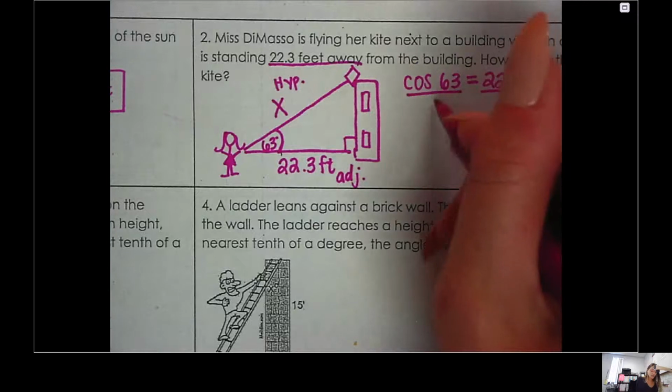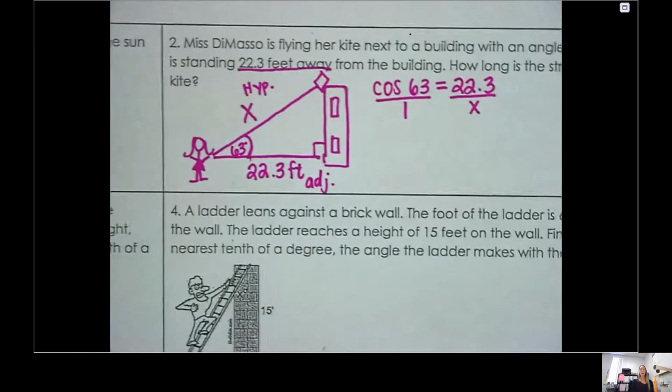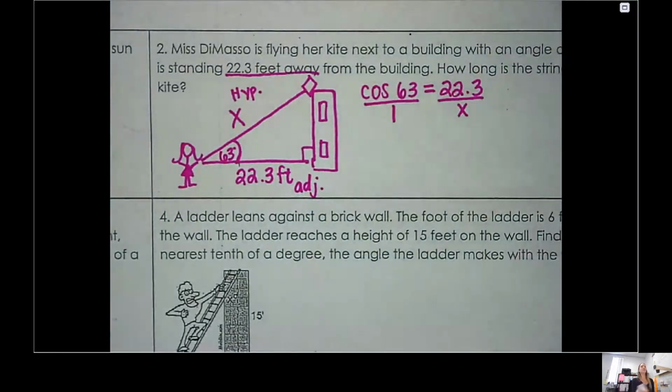Put a 1. And then it's your favorite. It's time to cross multiply. Okay, so you try it. Let's see if we get the same answer. Remember, round to the nearest 10th.